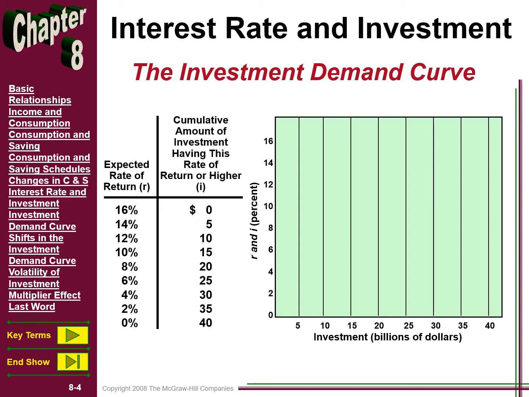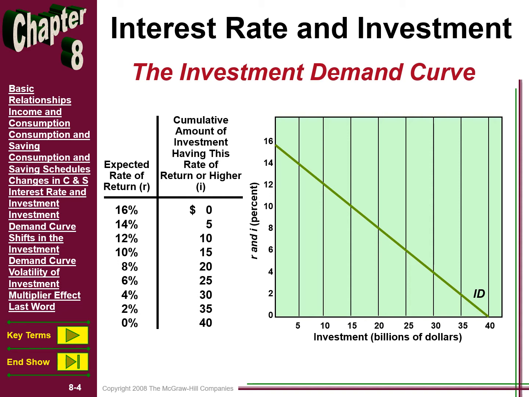On the vertical axis, we don't have price. Notice we have R and I. In other words, we have graphed both the expected rate of return and the real rate of interest. The green downward sloping demand curve is derived from the data on the left-hand side. So it's a pretty straightforward principle.